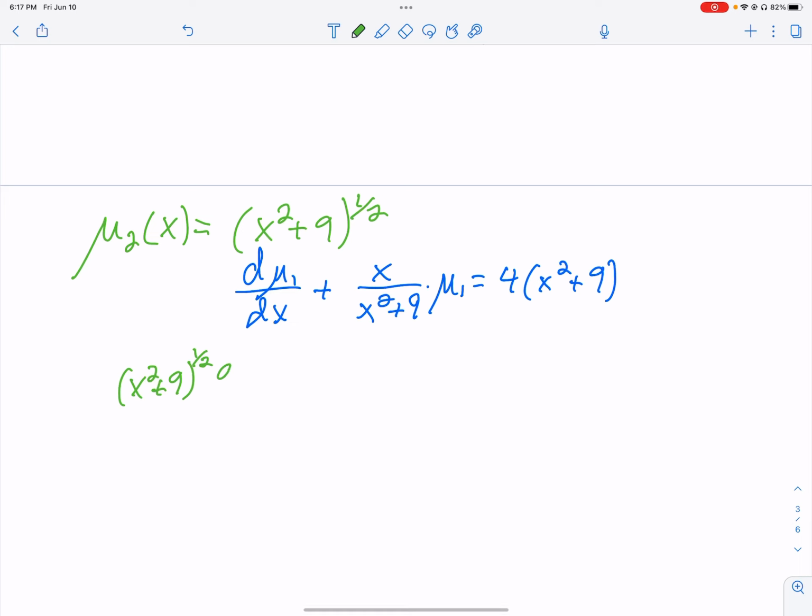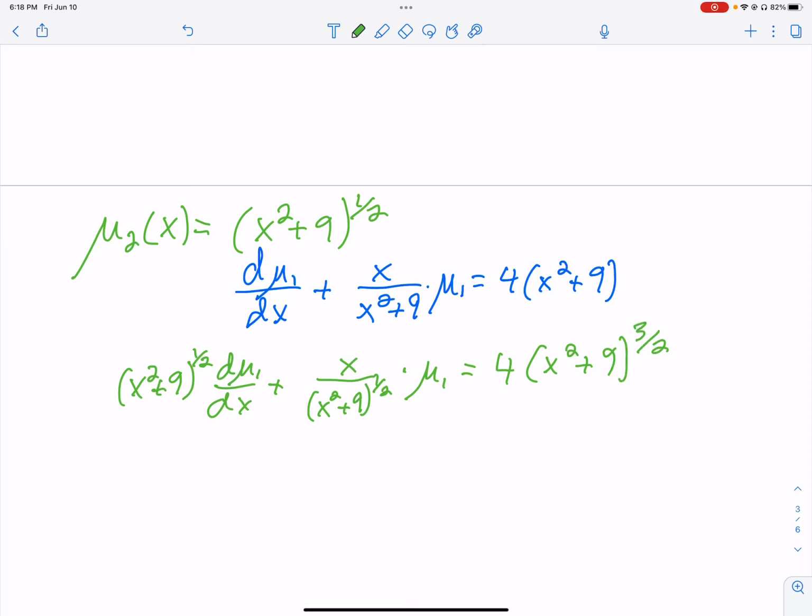We can write it, I guess, d mu1 over dx plus, and then if I multiply by that, I get x over x squared plus 9. It's to the first power, so it cancels with the half on the top. So I get that equals, and then that times that, when I have a 1, I get a 3/2. So I get x squared plus 9 to the 3/2. Multiplying everything by that, what's really nice is this turns out to be the product rule of our integrating factor times our mu1, our independent variable.